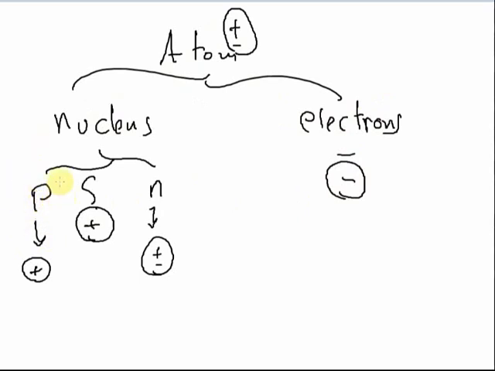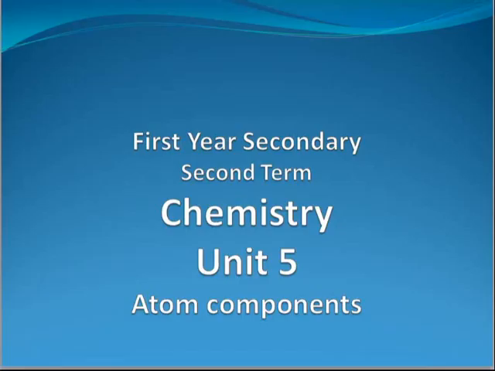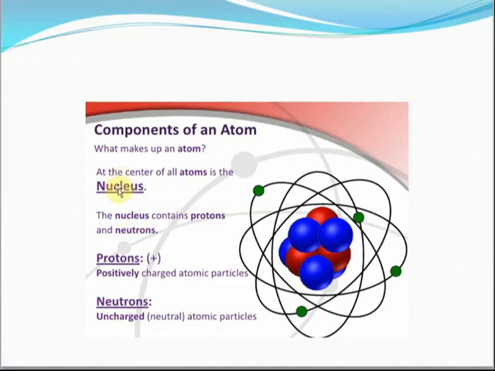Okay, so the atom consists of a nucleus and electrons revolving around it. The nucleus consists of positive protons and neutral neutrons. And the mass of the atom is concentrated in the nucleus.